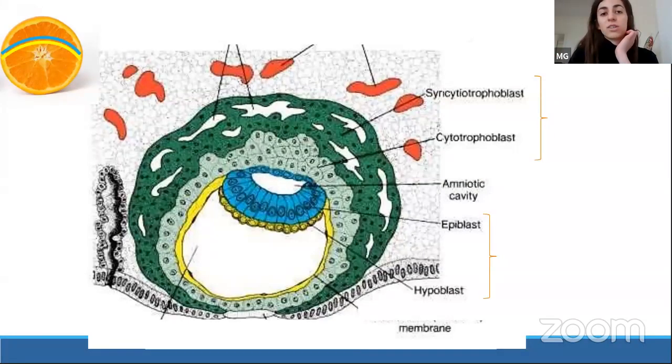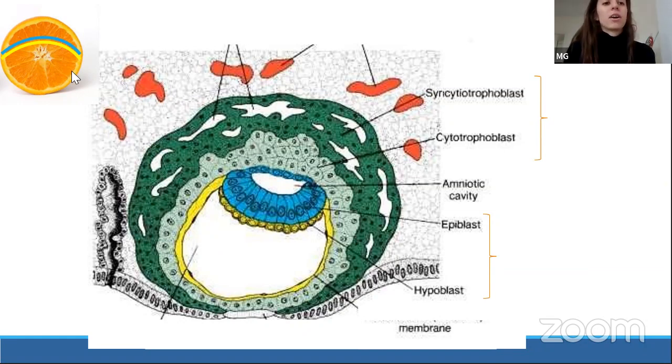So there's two cavities around here, right? The blastocyst cavity and the amniotic cavity. So we're going to see later what happens to these two cavities, okay? Any questions at all?